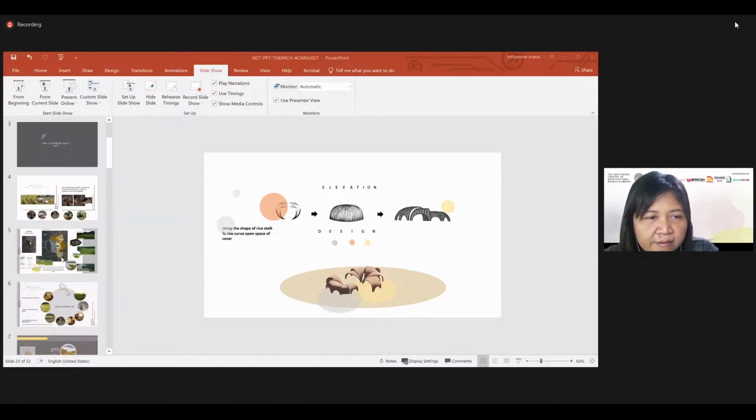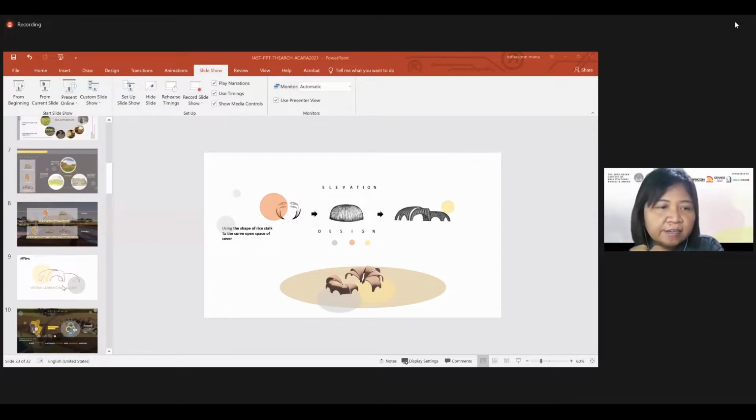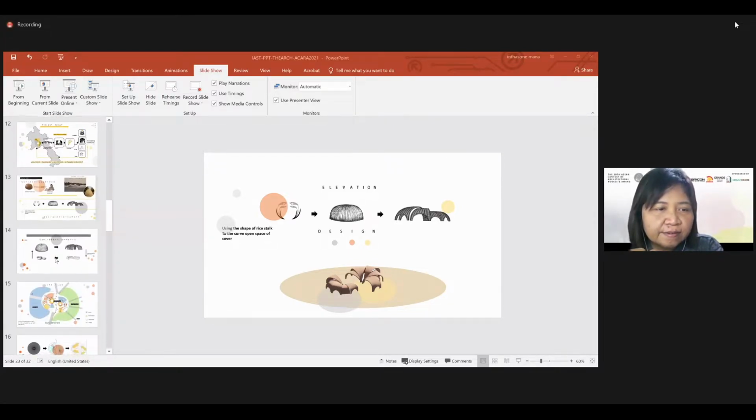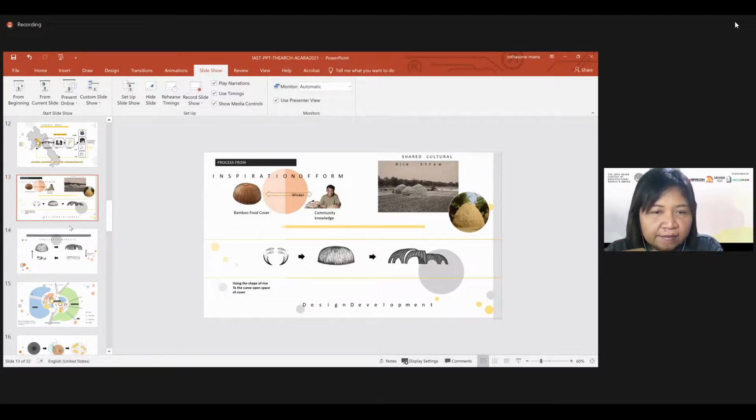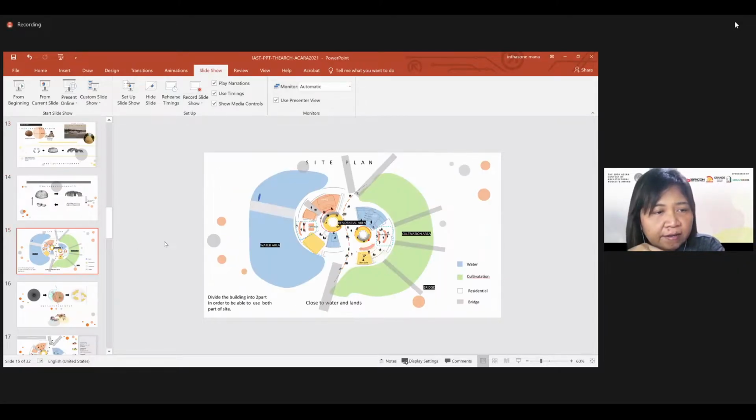The site plan slide. Mm, the size, the volume of the shelter. What is this slide? Yeah, you have the plan, right? I think it's in slide 15, about the site plan slide.